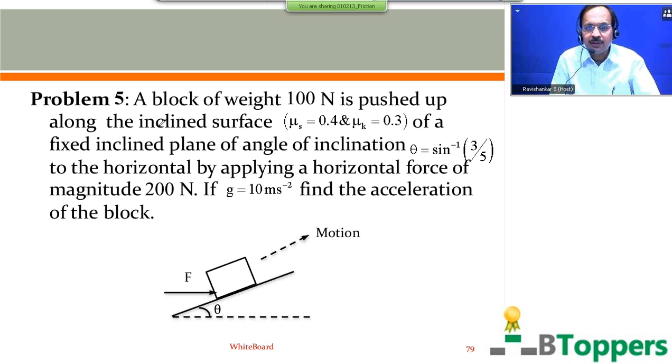So look at problem 5. A block of weight 100 newton is pushed up along the inclined surface (within bracket, mu s equal to 0.4 and mu k equal to 0.3). It means the coefficient of static friction between the block and the inclined surface is 0.4 and the coefficient of kinetic friction between the block and the inclined surface is 0.3, of a fixed inclined plane of angle of inclination theta equal to sine inverse 3/5 to the horizontal, by applying a horizontal force of magnitude 200 newtons, g equal to 10 meter per second square. Find the acceleration of the block.